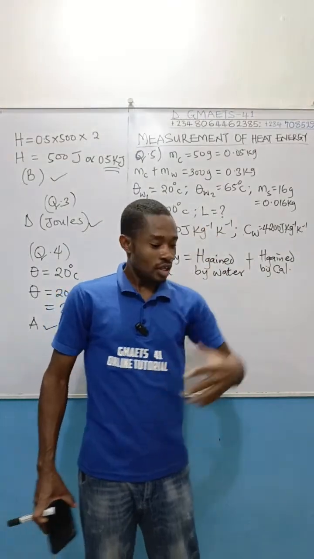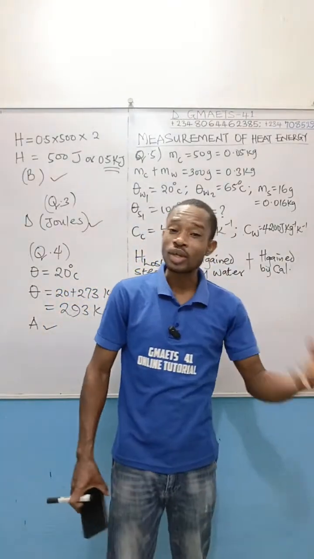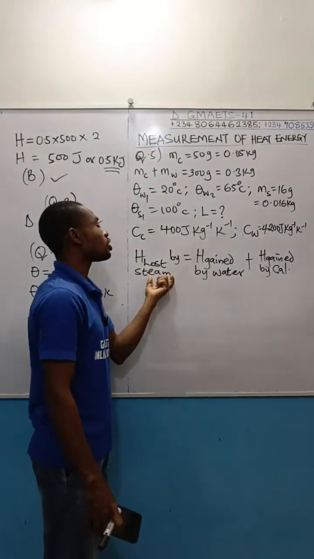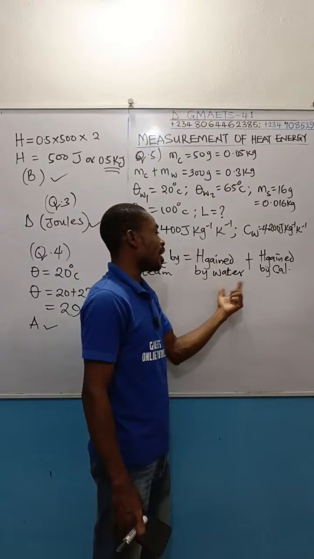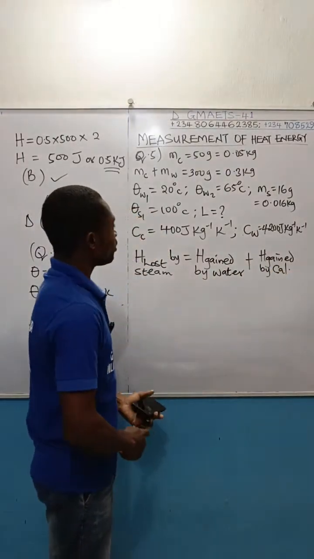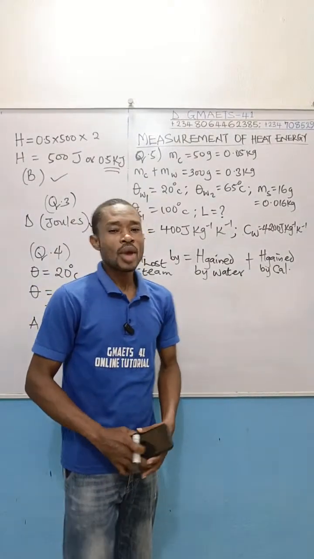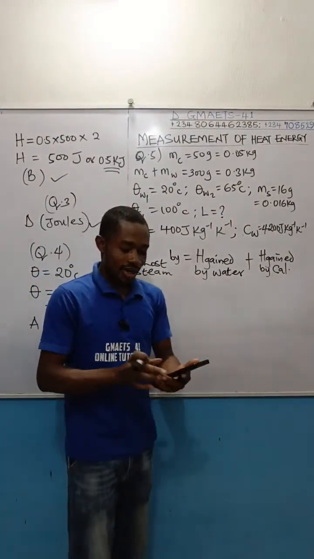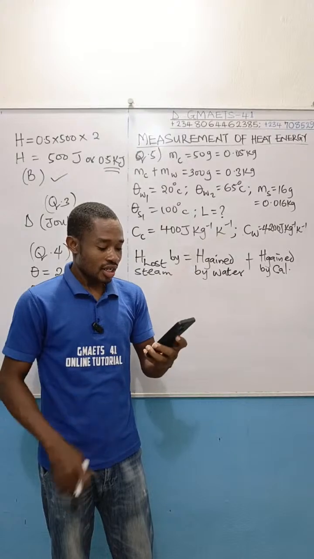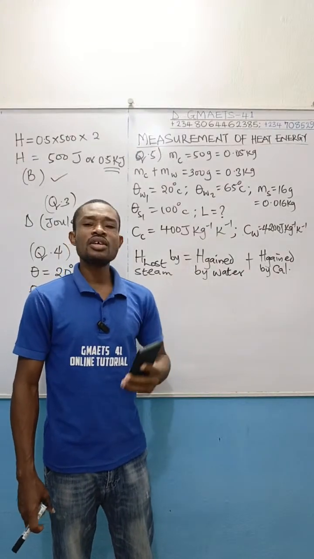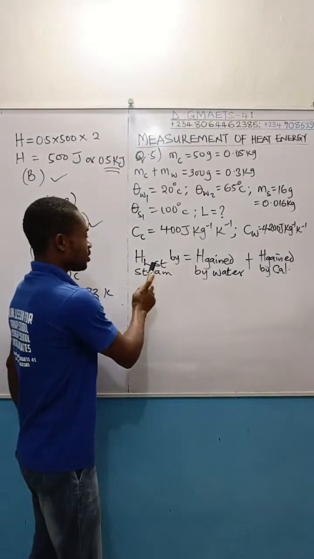And you know, if you have water in the container and that water is hot, the container also will gain heat. That is why we say that heat lost by the steam is equal to heat gained by water plus heat gained by what? Calorimeter. And this is just the analysis. So we are asked to calculate the latent heat of vaporization of steam.